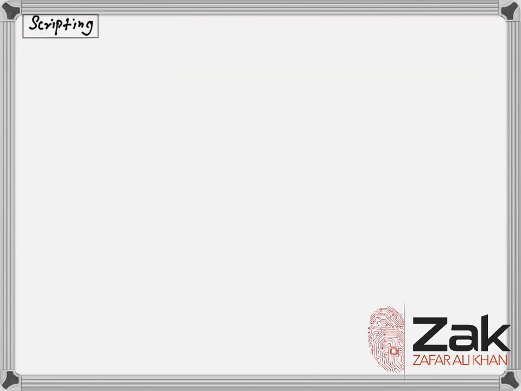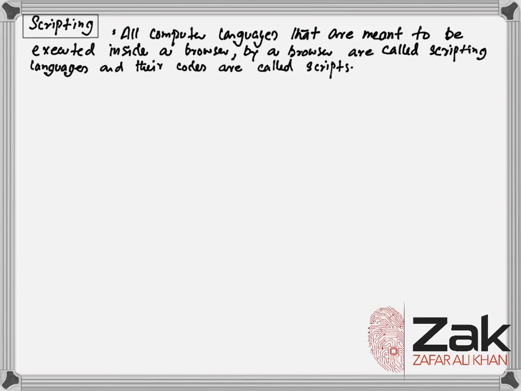Now, scripting. Scripting, as I told you, is all the languages and the codes which we actually put inside HTML so that a browser can see and execute them. All computer languages that are meant to be executed inside a browser by a browser are called scripting languages, and their codes are called scripts. There are so many types of scripting languages like JavaScript, ASP, ASP.NET, and other scripts.